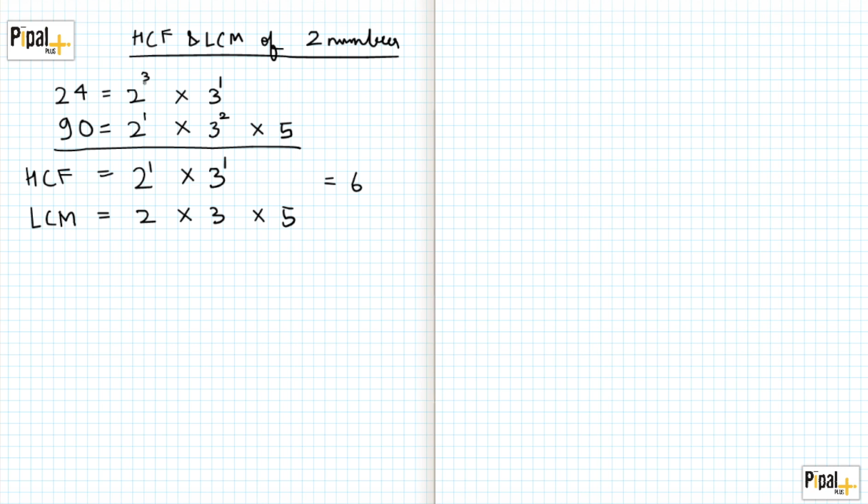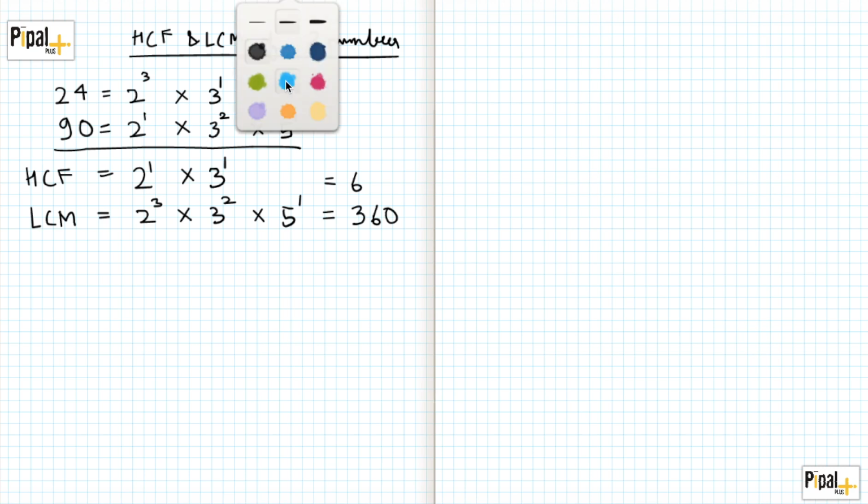For LCM, I've got to just pick the highest of these powers. So the highest power here is 3, the highest power here is 2, and the highest power here is 1. So my LCM is 2 cube, 8, times 5 is 40, and 4 nines are 36, so 360. That's my LCM. Now it's very interesting to see. Let me use another color to highlight what is interesting. I've used just these two numbers and found their HCF and LCM.